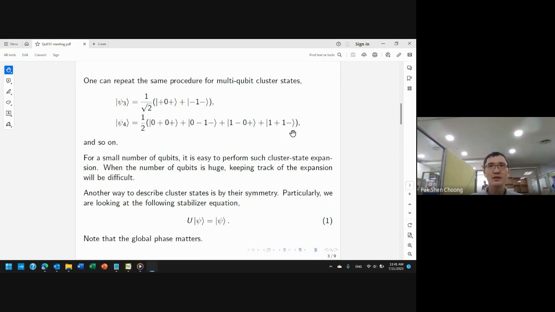Another way of writing the cluster states is by symmetry. The kind of symmetry that we are considering is the stabilizers. Essentially what is required is that if we apply some unitary on your quantum state, it always gives you back the same state. In other words, your eigenvalue should be plus one. Global phase matters here, meaning that it cannot be minus one. It has to be plus one in this case.